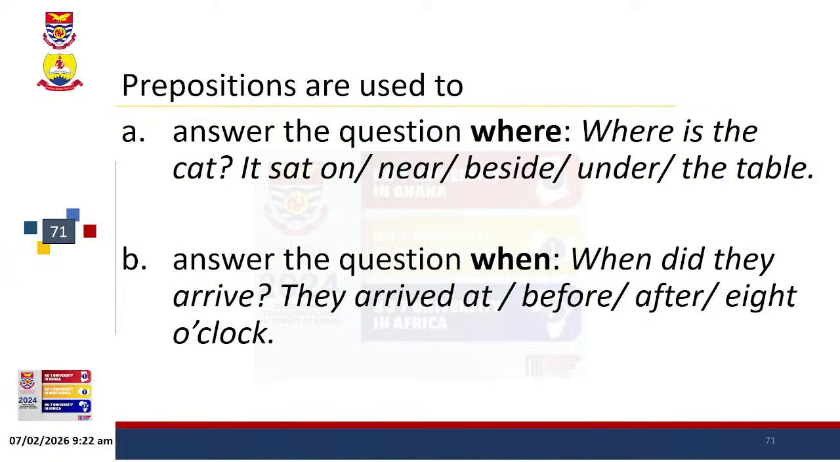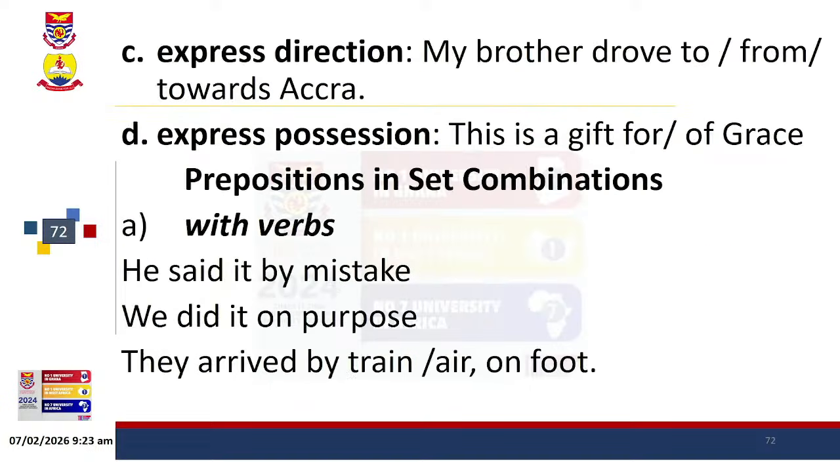Where is the cat? It sat on, near, beside, under the table. It can also answer the question when. When did they arrive? They arrived at, before, after 8 o'clock. You can also use it to express direction. My mother drove from, towards Accra. That's direction. You can use it to express possession. This is a gift for, of Grace.